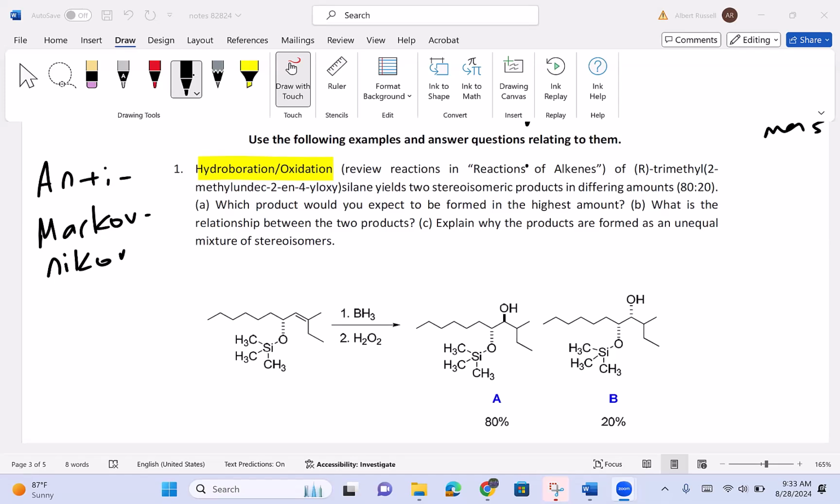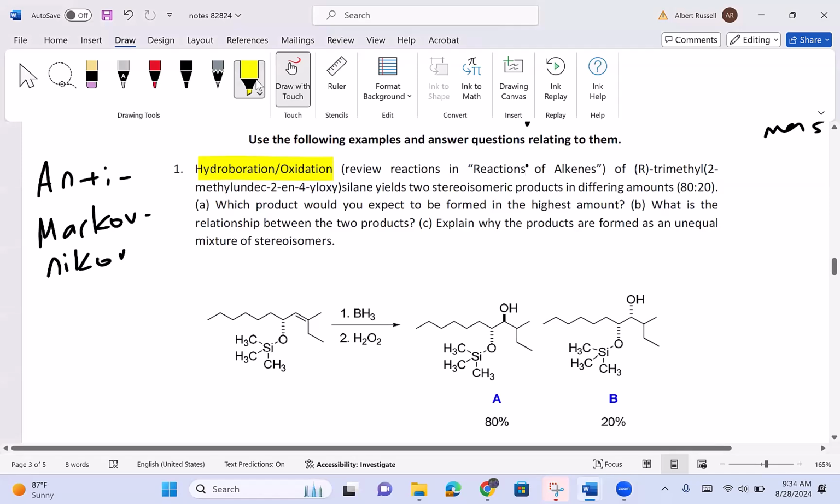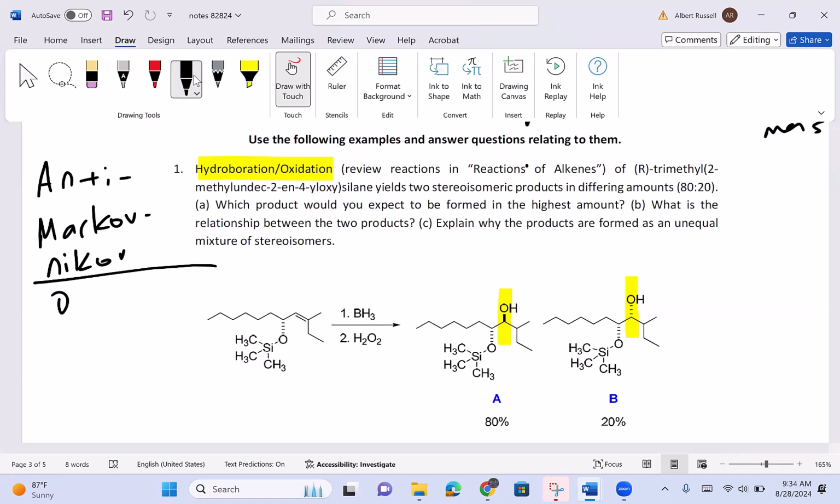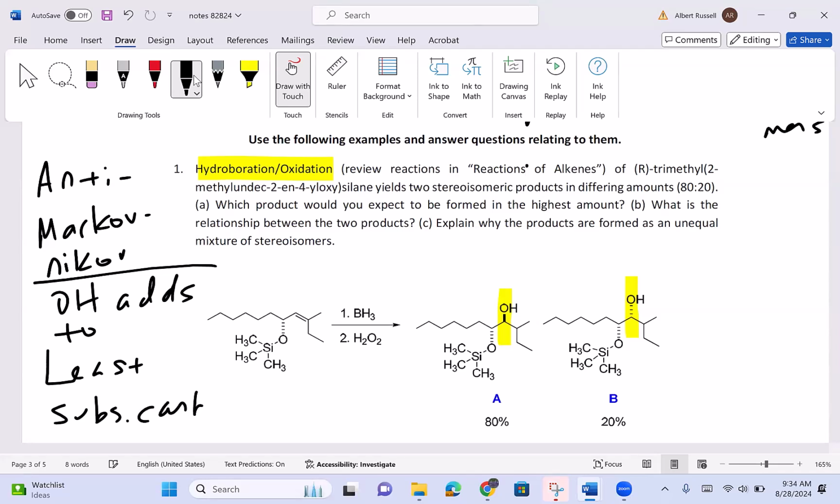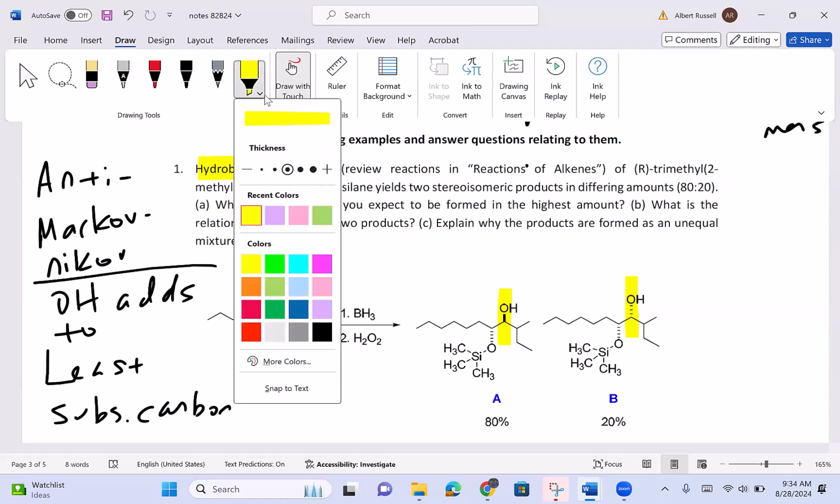What is it again? It said that it bonds to carbons that have fewer substituents as opposed to more. Right. So anti-Markovnikov for this reaction means that the alcohol, which you can see in the product, adds to the least substituted carbon. What do I mean by that? Let's look at it.